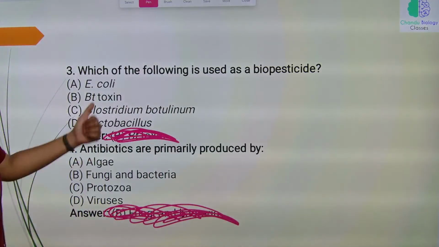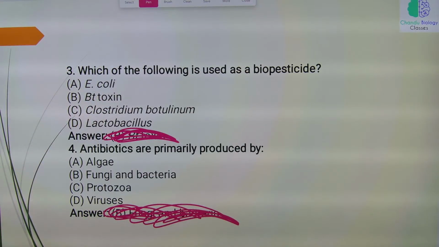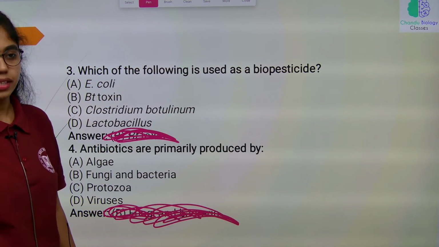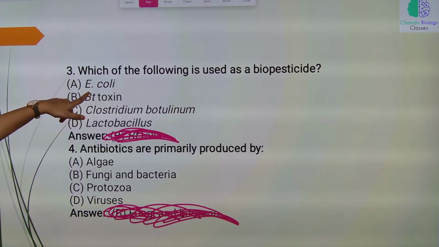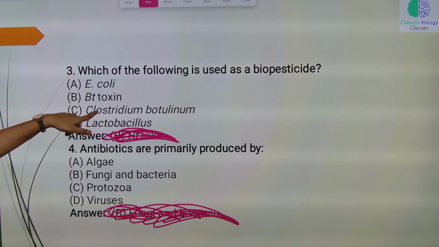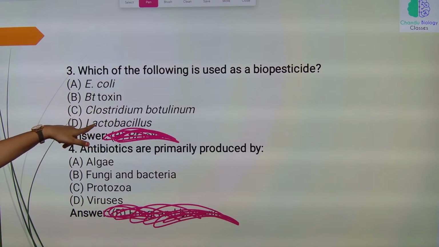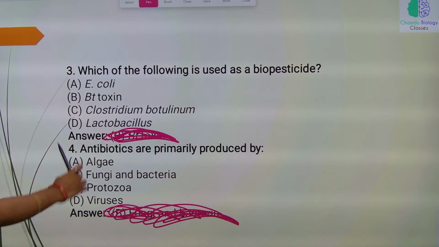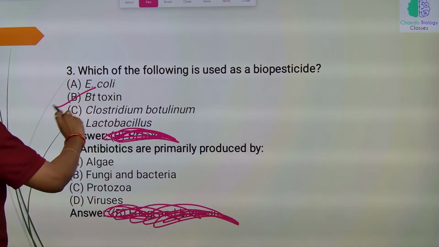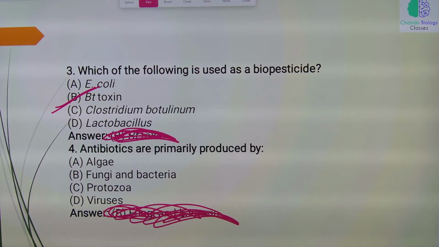And then the third question, ma'am. Which of the following is used as a biopesticide? Okay, E. coli, no, it is a bacteria. Next, Clostridium botulinum, no, it is a parasitic bacteria. Lactobacillus, we all know it is used in making curd. So, in this way also we can eliminate, and the right option will be Bt, Bacillus thuringiensis toxin.